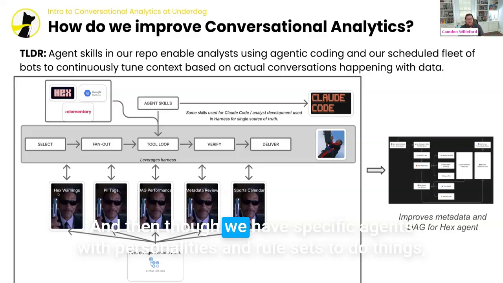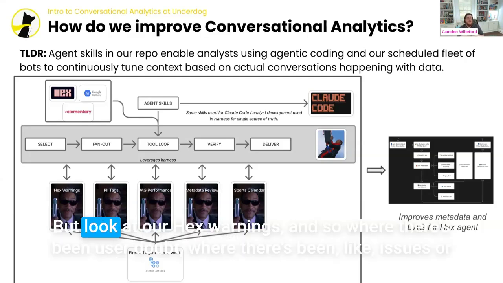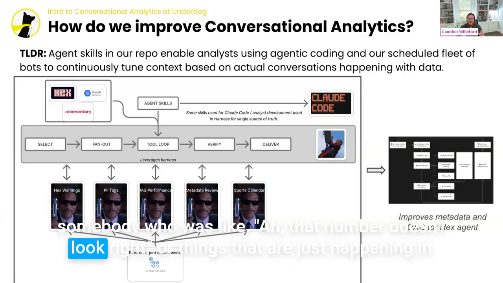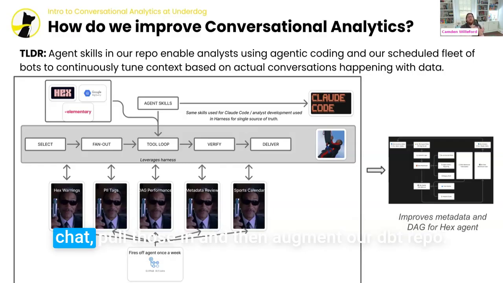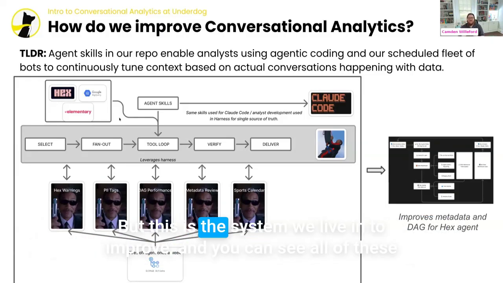And then, though we have specific agents with personalities and rule sets to do things, and I'll show examples of those later, but look at our Hex warnings. Where there's been user doubt, where there's been issues, or somebody was like, that number doesn't look right, or things that are just happening in chat, pull those in and then augment our DBT repo. Another very pointed example that's simple but is very good is PII tagging. And I have examples of that. But this is the system we live in to improve.